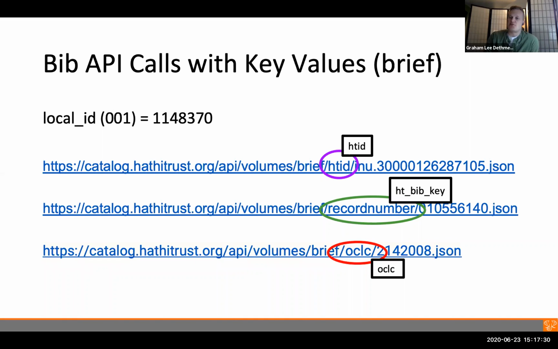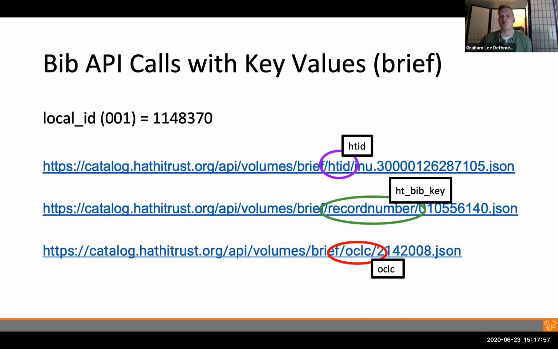Here are those same values plugged into an API call. You can see the color scheme I used earlier carrying over. I'm highlighting the identifier type here because while the values carry over, the terminology doesn't in all instances. HTID and OCLC are the same, but HTBib key is record number, all one word, for the purposes of the API call. Also, these are just for the brief record.